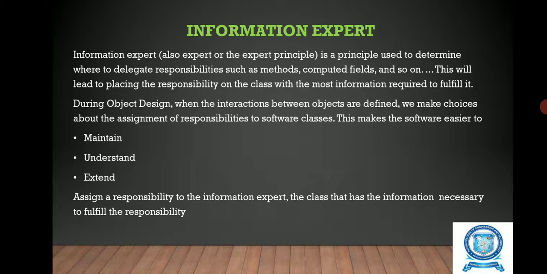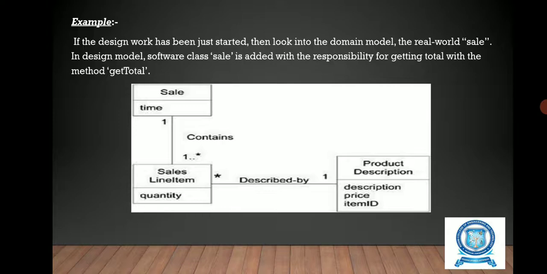During object design, when the interactions between the objects are defined, we make choices about the assignment of responsibilities to software classes. This makes the software easier to maintain, understand, and extend. Assign a responsibility to the information expert, the class that has the information necessary to fulfill the responsibility. Let us see an example.